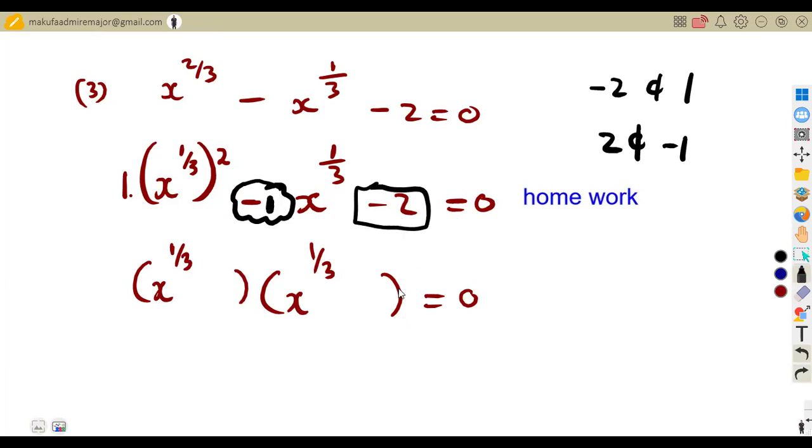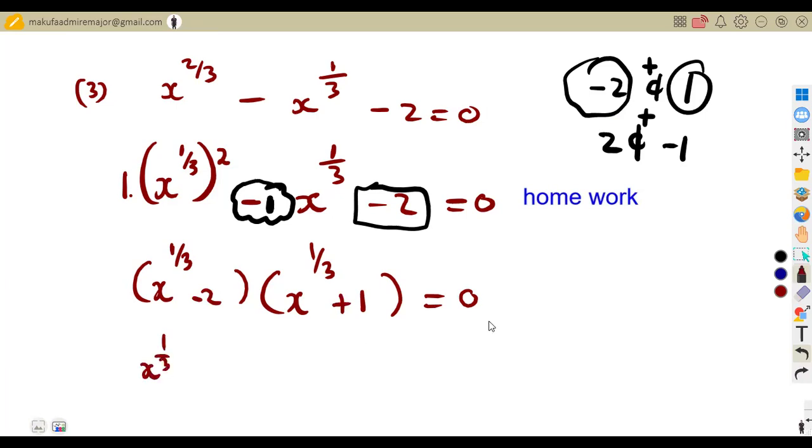But when you add, which one? When you add like this, you get a -1. So that is the combination -2 and 1. If you add this, you get a -1. So that means we've got a -2 here and a +1 is equal to 0. One of these must be equal to 0. So x to the exponent of a third minus 2 must be equal to 0, or this bracket of x to the exponent of a third plus 1 must be equal to 0.